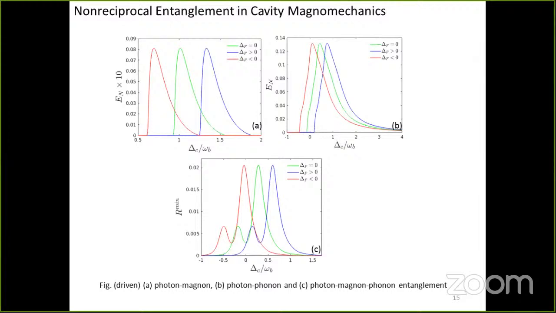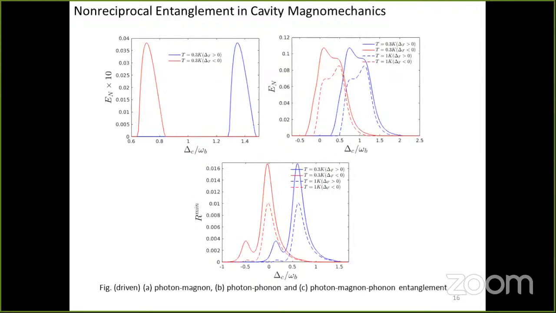Now to see the temperature dependence of this, obviously when the temperature is increased, the effect is going to deteriorate, and the same thing is happening here also. We have considered two temperatures, 0.3 Kelvin and 1 Kelvin. So for 1 Kelvin, there is no entanglement between the photon and magnon mode, but for these two cases there is entanglement, and the non-reciprocity is still achieved. So we can say that non-reciprocity is robust against temperature variation.